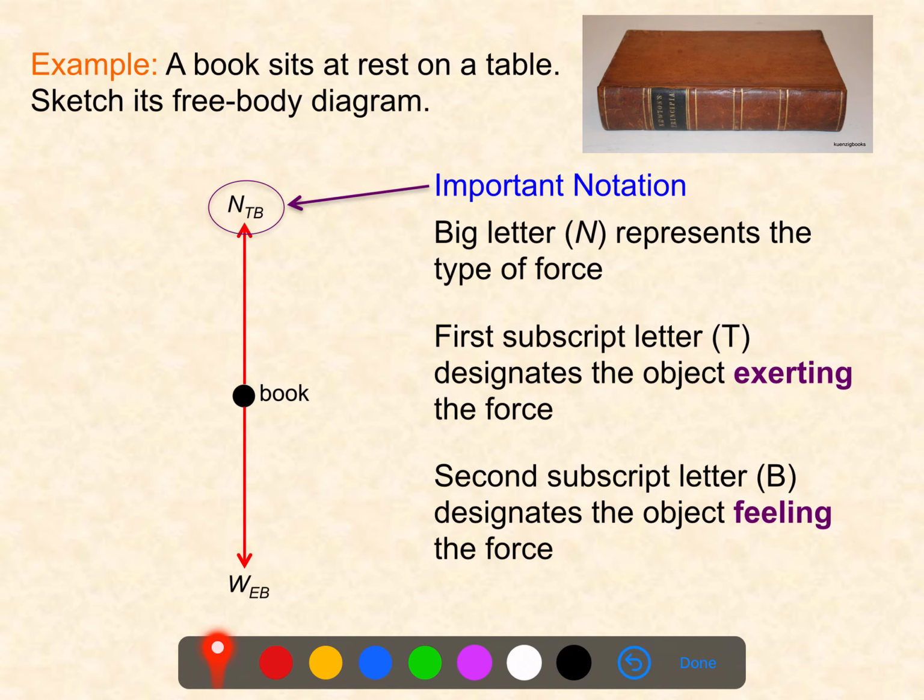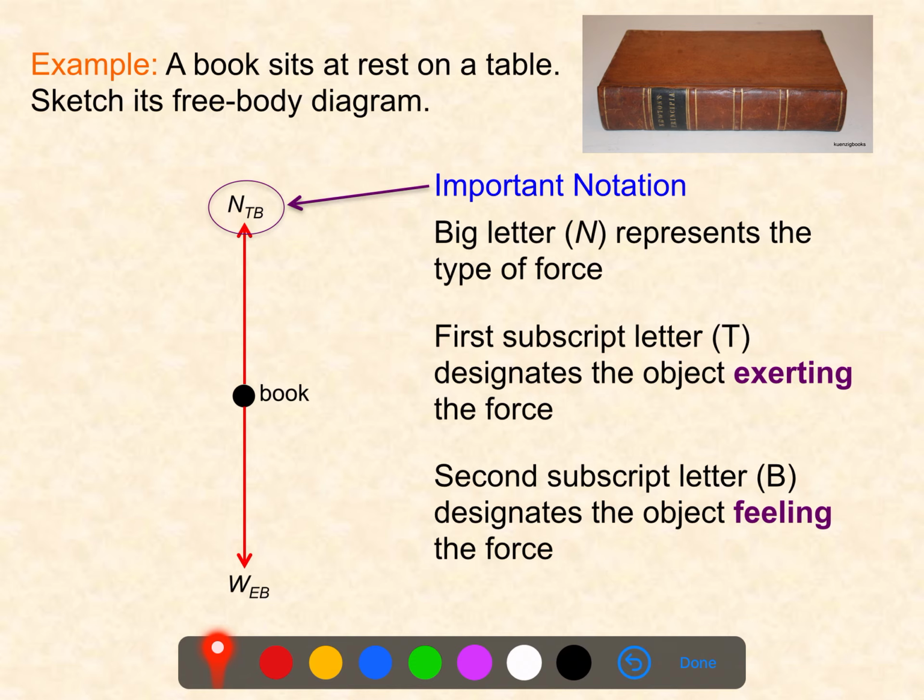And in that way I can see that both of these forces end in B. Remember that my free body diagram should only include forces that are being exerted on the object, and so the second subscript is what corresponds to what object is having the force exerted on it. And I can see that both of these have B for book, so I haven't erroneously included some force that the book is exerting on some other object.